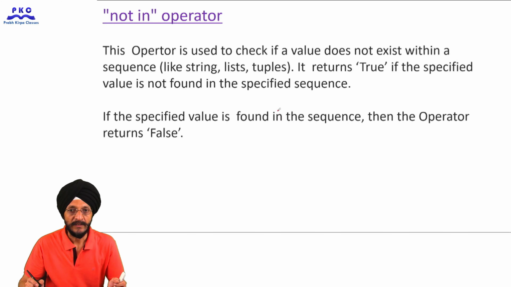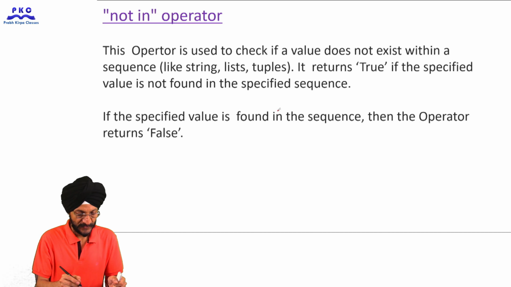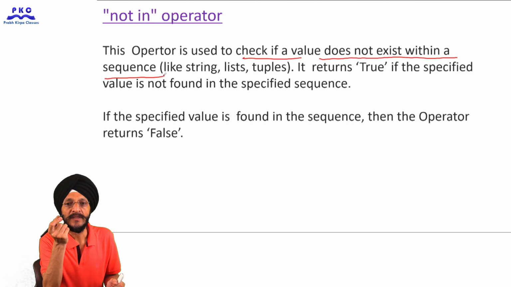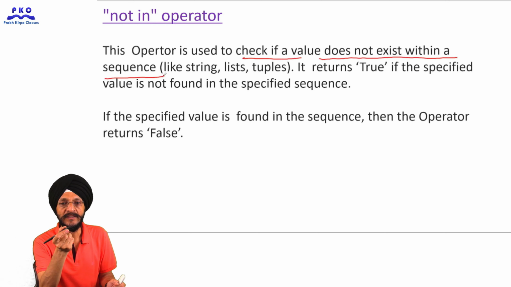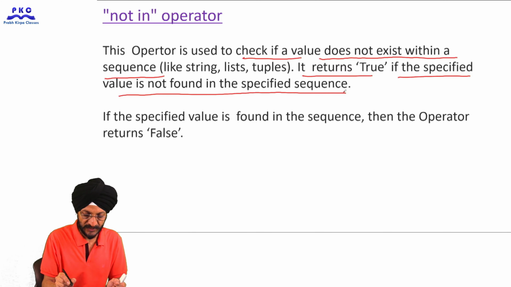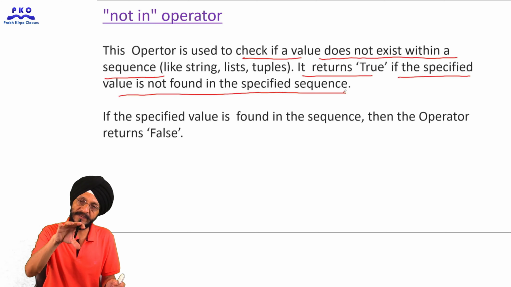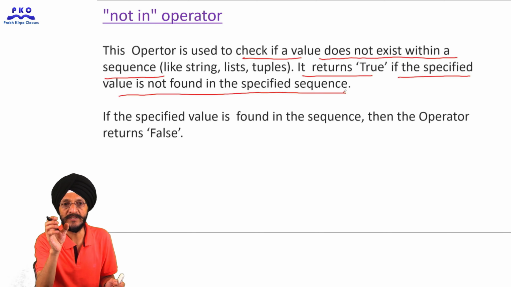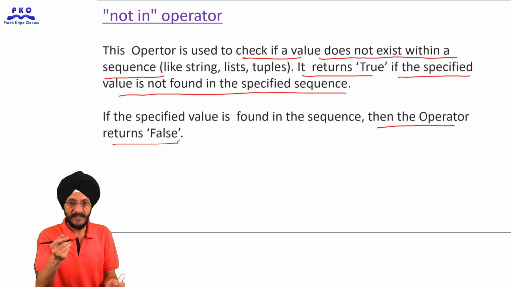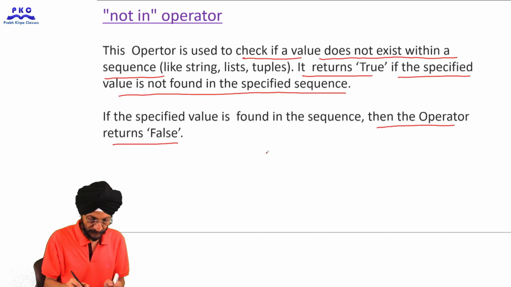Now we will discuss the not in operator. This operator is used to check if a value does not exist within a sequence. The sequence may be a string, list, tuple or dictionary. The not in operator returns true if the specified value is not found in the specified sequence. If the specified value is found in the sequence, then the operator returns false. Let us understand this with the help of an example.